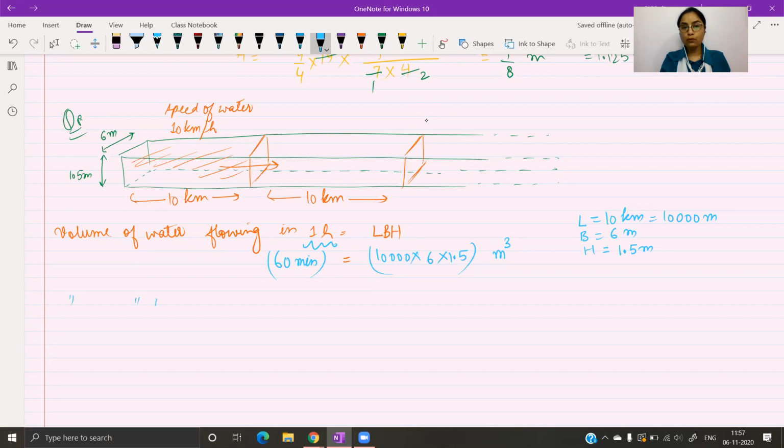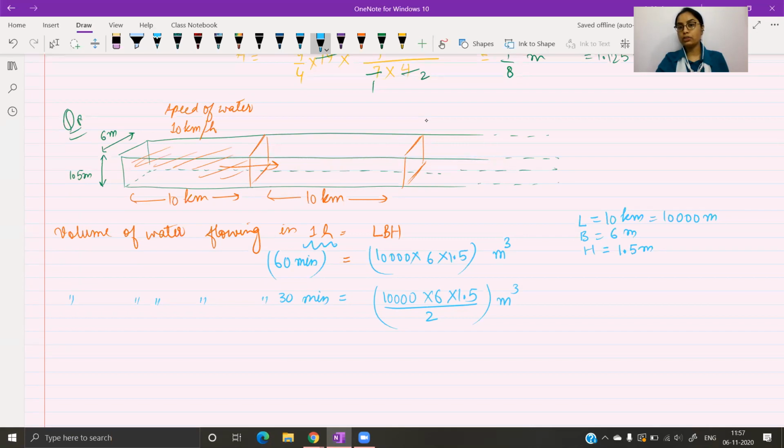So volume of water flowing in 30 minutes. You can simply take the volume and divide it by 2, or you can apply the unitary method. Unitary method would mean volume for 60 minutes divided by 60 into 30. 60 मिनट्स का दिया है, हमें 30 मिनट्स का निकालना है, तो मैं डायरेक्टली इसको हाफ कर रही हूँ. I hope that makes sense. This is again in cubic meters.